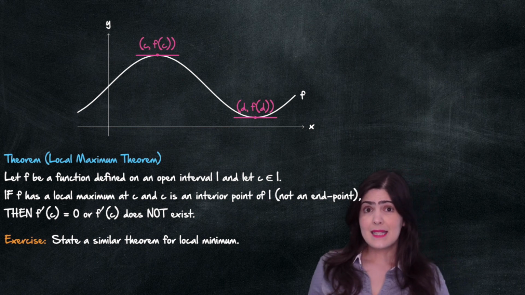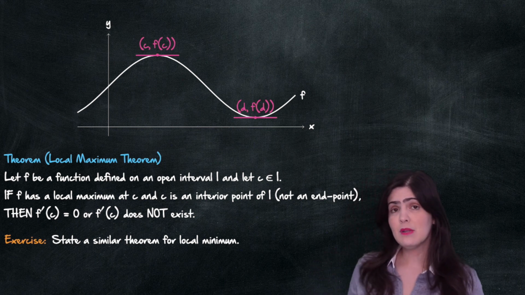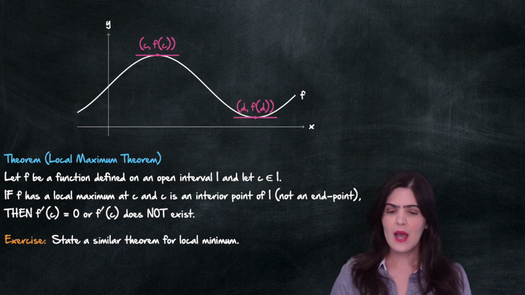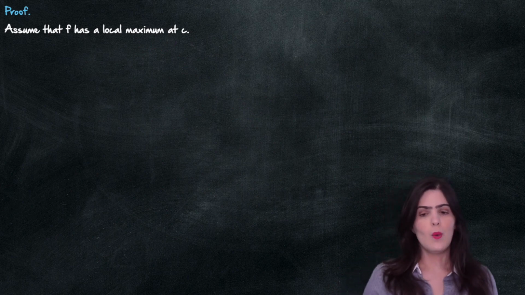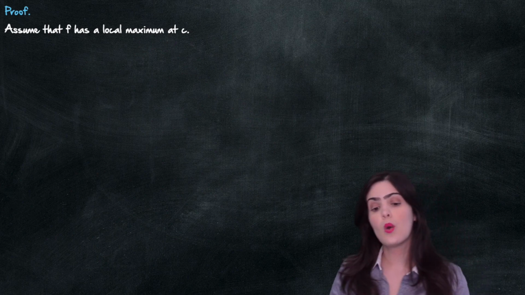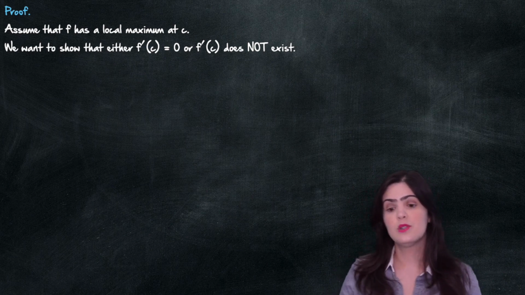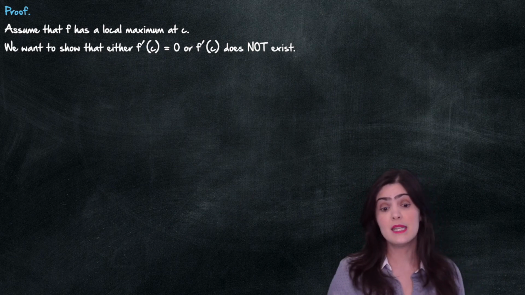And as an exercise, I want you to state a similar theorem but for local minimum. Just try to follow the same ideas and you will see it. So how can we write down the proof? Well, we're going to assume that we have a local maximum at c. We want to show that f prime of c is equal to 0 or that f prime does not exist.